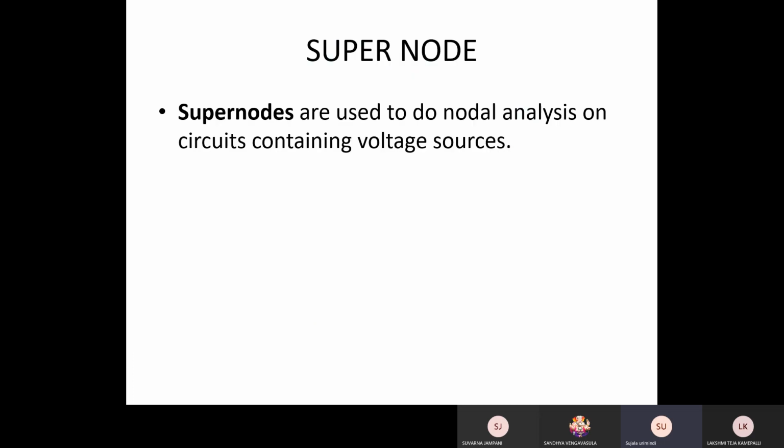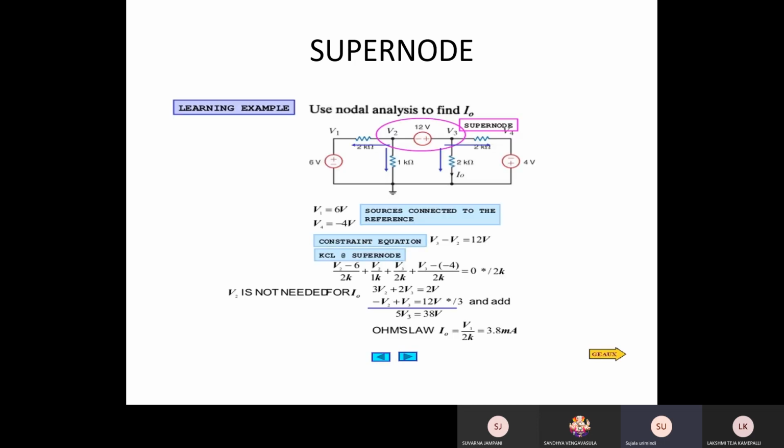Next, super node analysis. Same thing, when circuits contain voltage sources, it is called super node analysis. If there is any current source, then we use the super mesh analysis. If there is any voltage source, then it is called super node analysis. So this is about the super node analysis. When you observe this circuit, without any resistance there is a single voltage source between two nodes. That type of circuit will be called super node analysis.